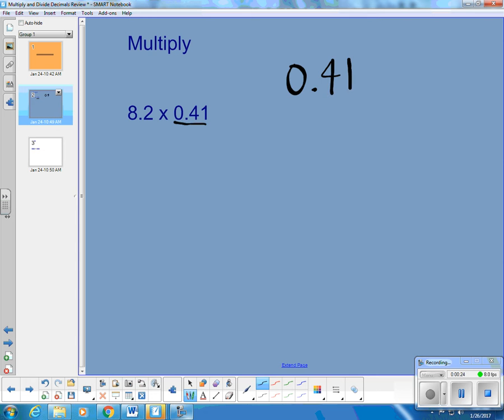0.41 times 8.2. As you can see, I've not lined up the decimals. You only line up the decimals when you're adding and subtracting. You don't need to when you're multiplying.